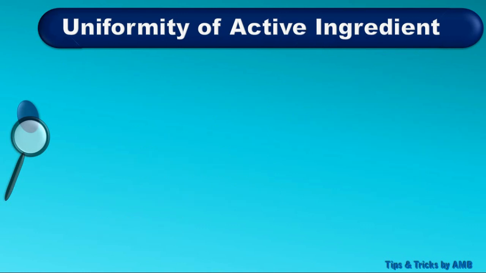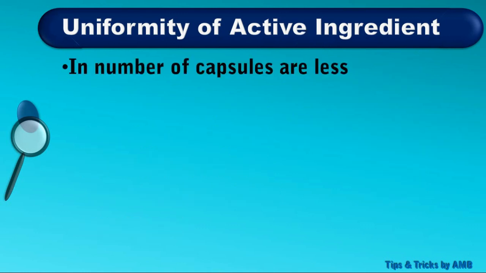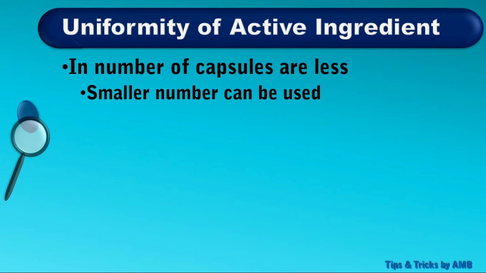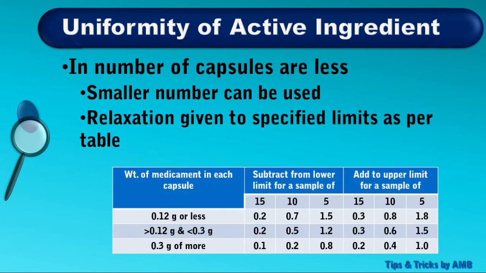If the number of capsules is less and we are unable to obtain 20 capsules for the test, then a smaller number of capsules, which must not be less than 5, can be used for the test. In such cases, a relaxation is given to the limit specified in the individual monograph as per the given table.